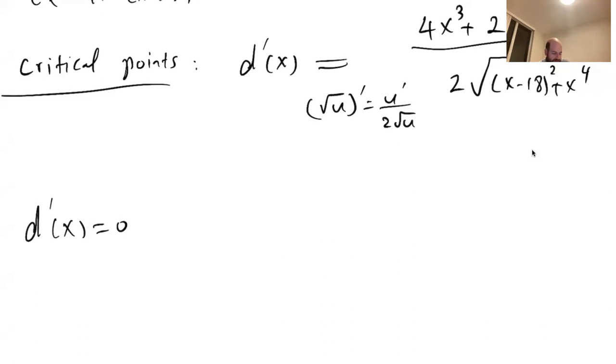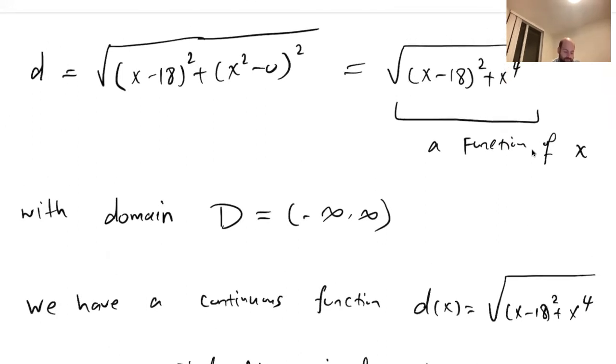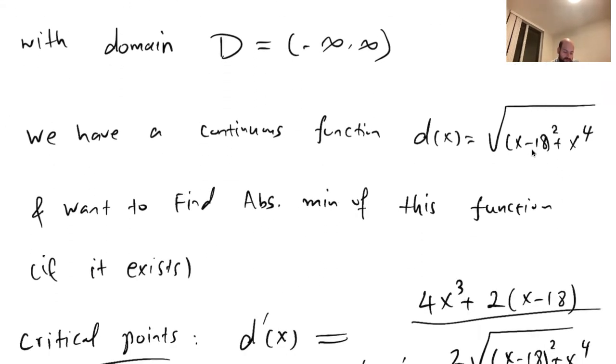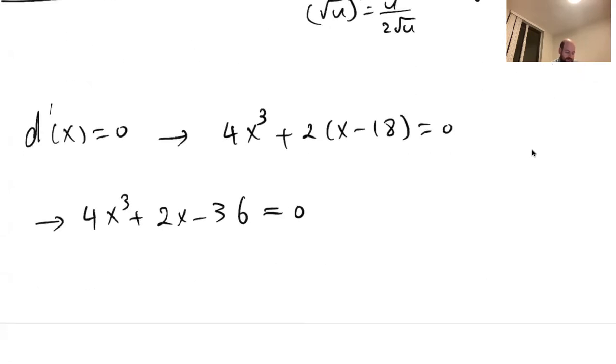So then that gives 4x cubed plus 2 times (x minus 18) equals 0. And that will give me 4x cubed plus 2x minus 36 equals 0. If I divide everything by 2, 2x cubed plus x minus 18 equals 0.